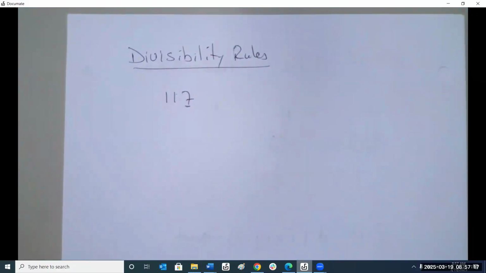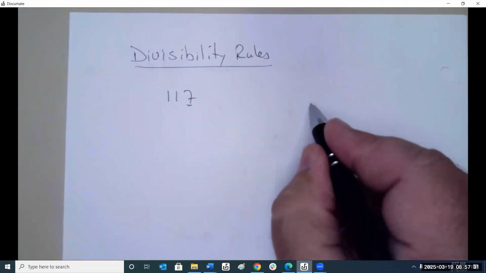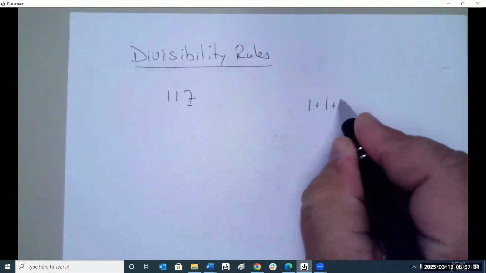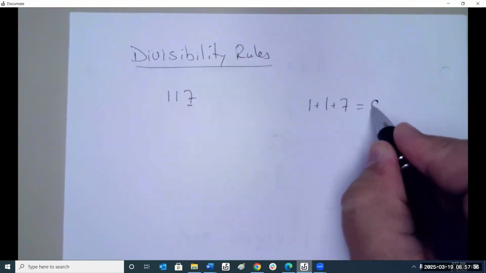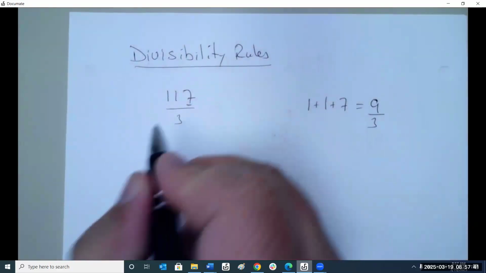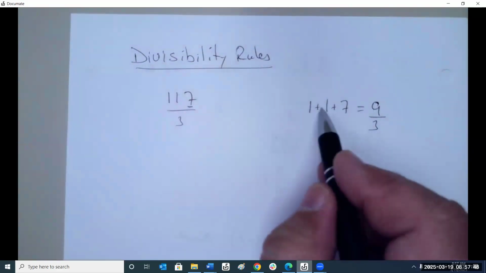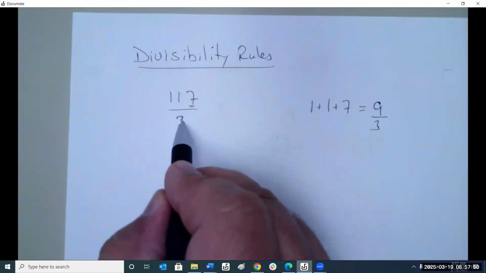Does 3 go in there? Yes, it does. Why? Again, it's a 50-50 shot. It's a yes or no. But why? Because the digits add up to 9. And if you add up the digits and the sum of those digits is divisible by 3, then this whole number is divisible by 3. That's the reason why. It's just because these are divisible by 3, so the whole thing is divisible by 3.